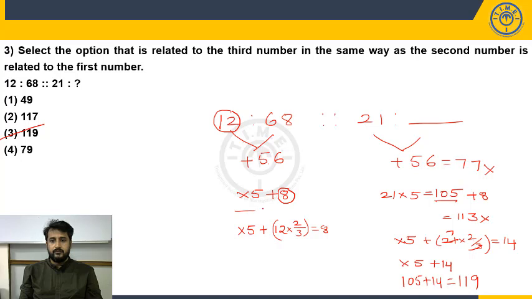While applying 5 plus 8, it is not available in the choice. But this 8 can also be represented in this way. 12 is a number and 2/3 of 12 is 8. Similarly, 21 is a number, 2/3 of 21 is 14. By adding 14, we are getting 119. It is available in the choice. So I can take it. So the required answer is 119.